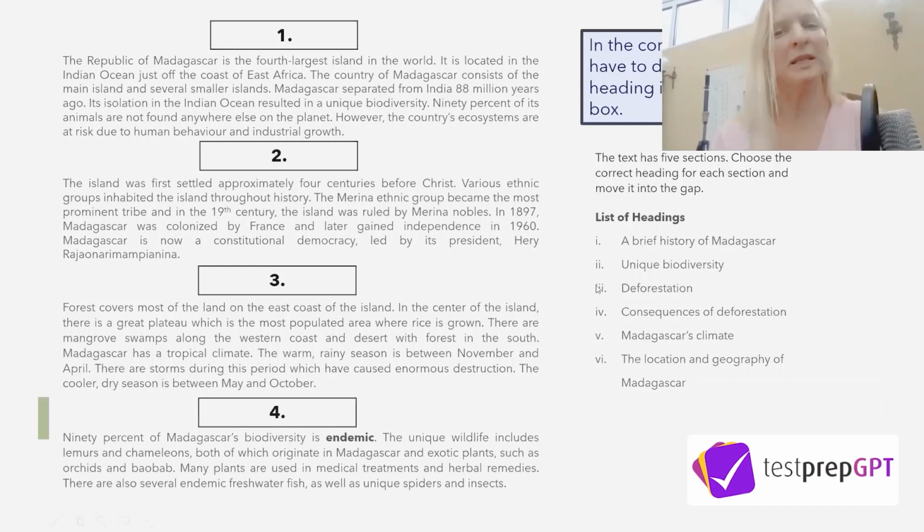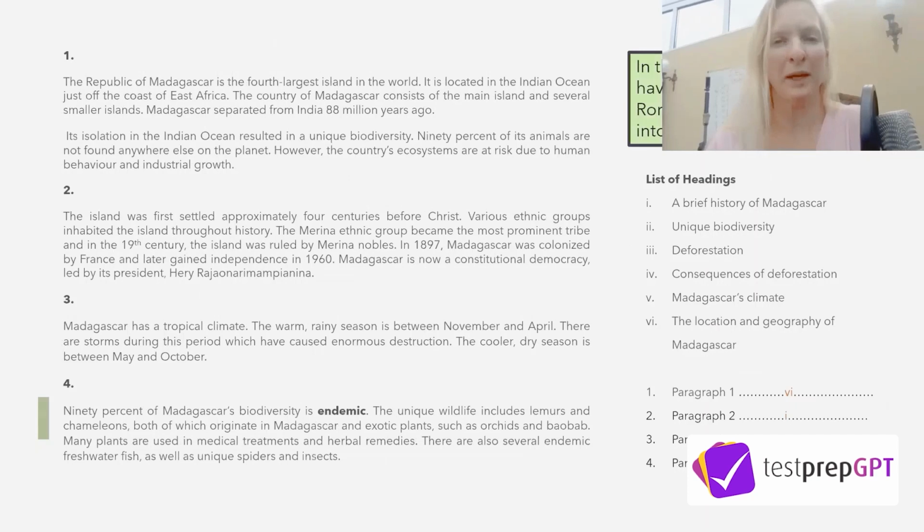And those headings are listed in Roman numerals, like an I for 1, II for 2, III for 3. So those are the headings. And on the computerized version of the test, you'll be able to use your mouse to actually drag the title over to fit into the correct box. So it's pretty easy to do that. It's easier maybe than the paper-based test.